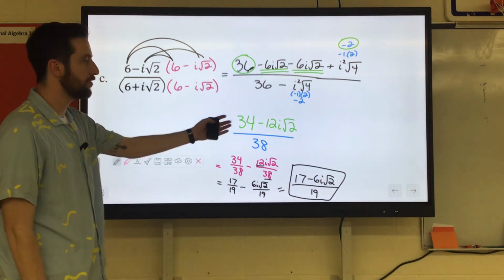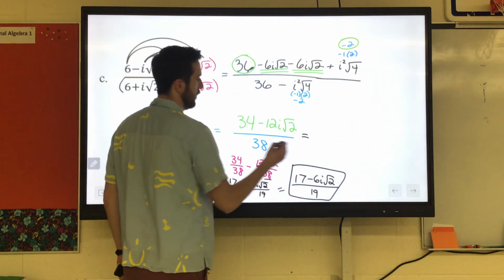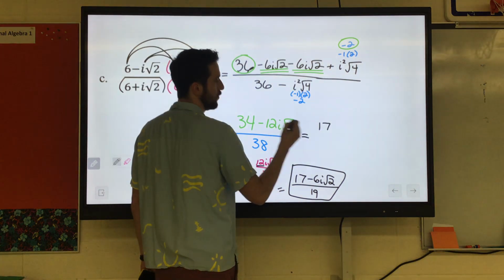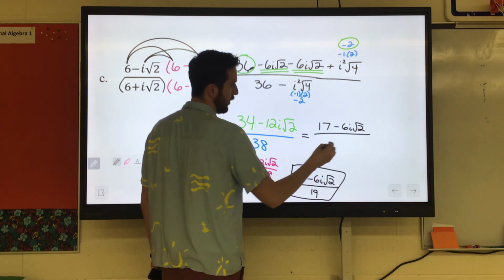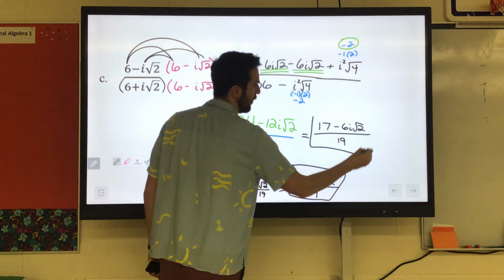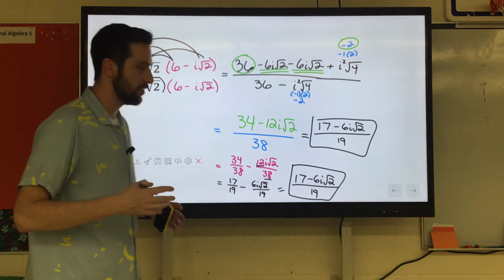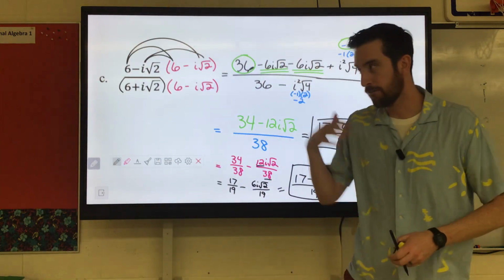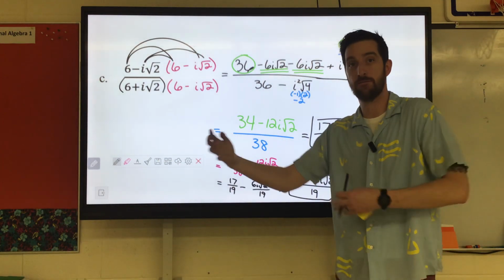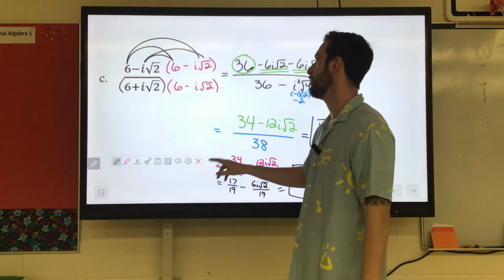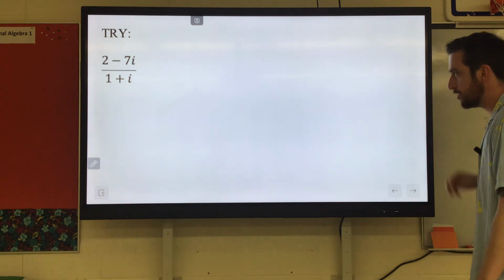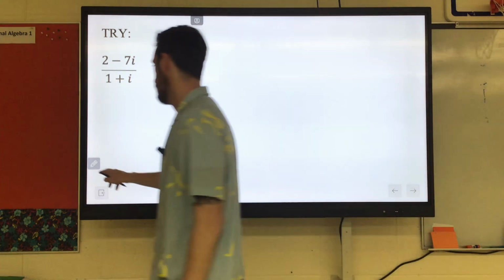Cool. Or you could have divided them all by 2 right here. 34 divided by 2 is 17, 12 divided by 2 is 6, and 38 divided by 2 is 19. But again, like you saw in the earlier example, maybe one of the fractions simplifies different than the second fraction, and that's okay too. So I have one for you to try. Give it a pause, give it a try, see how you do.